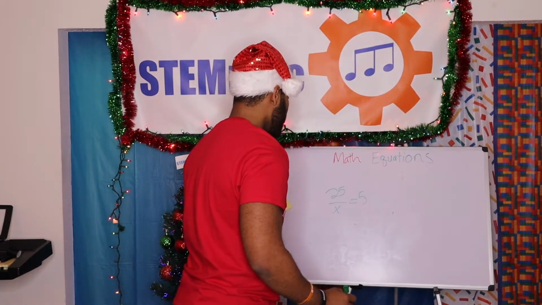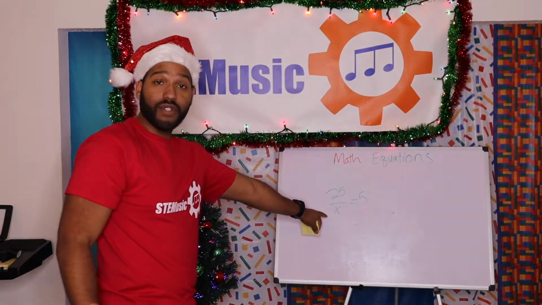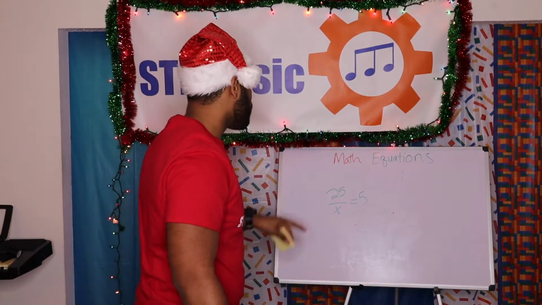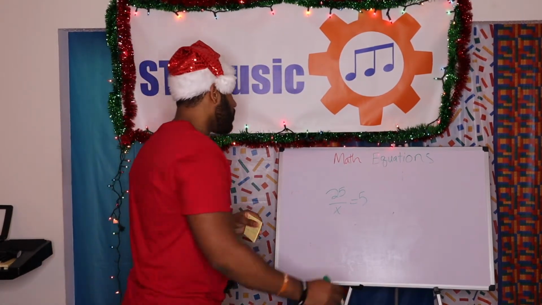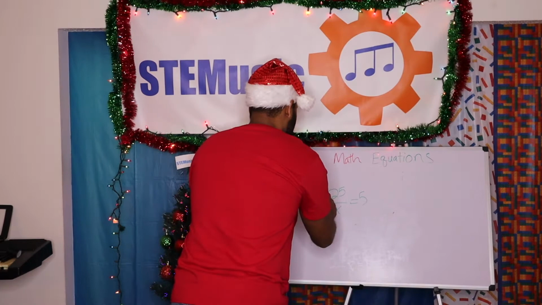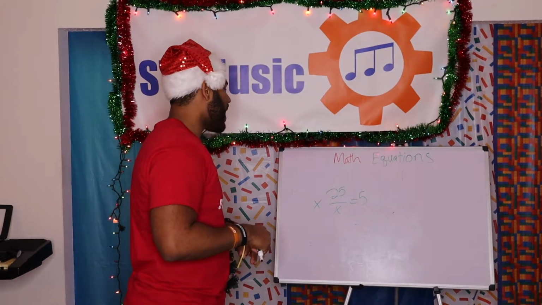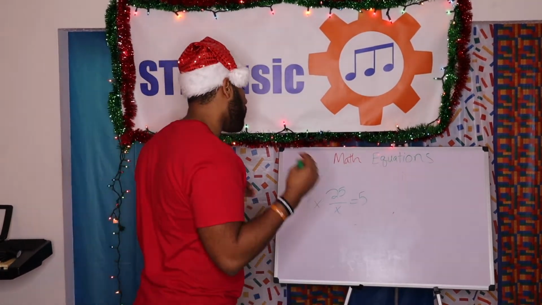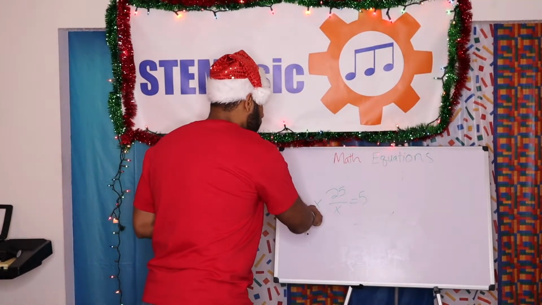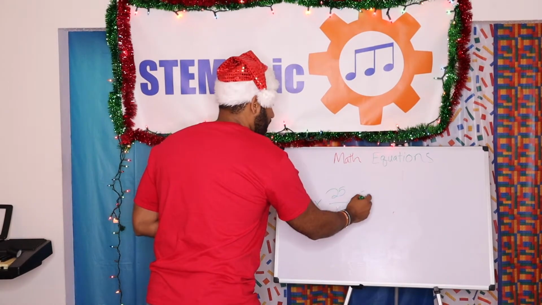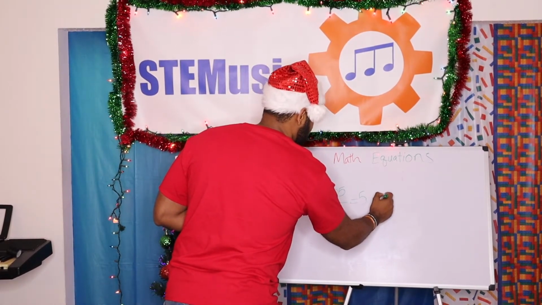We got 25 over x equals 5. So here's what we're gonna do. We want to solve for this variable x, right? So what I'm gonna do is I'm going to multiply x times both sides, okay? Once again, I'm trying to rearrange this equation. Because I want to just look at it in a more simpler way for me. So I'm multiplying it times this side, and so I have to do the same thing over here.